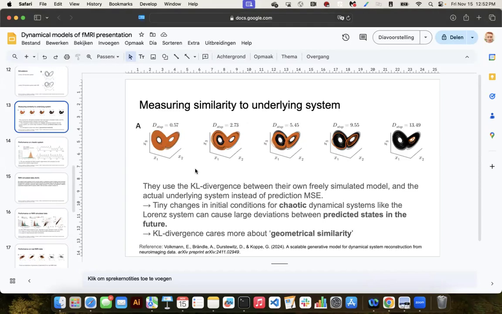I think it's smart. I think they use a couple of other metrics. So they also look at, is the frequency spectrum the same? But this is that geometric similarity. Essentially, they're looking at the distribution of points and saying, are freely generating systems. So they don't use any inputs.